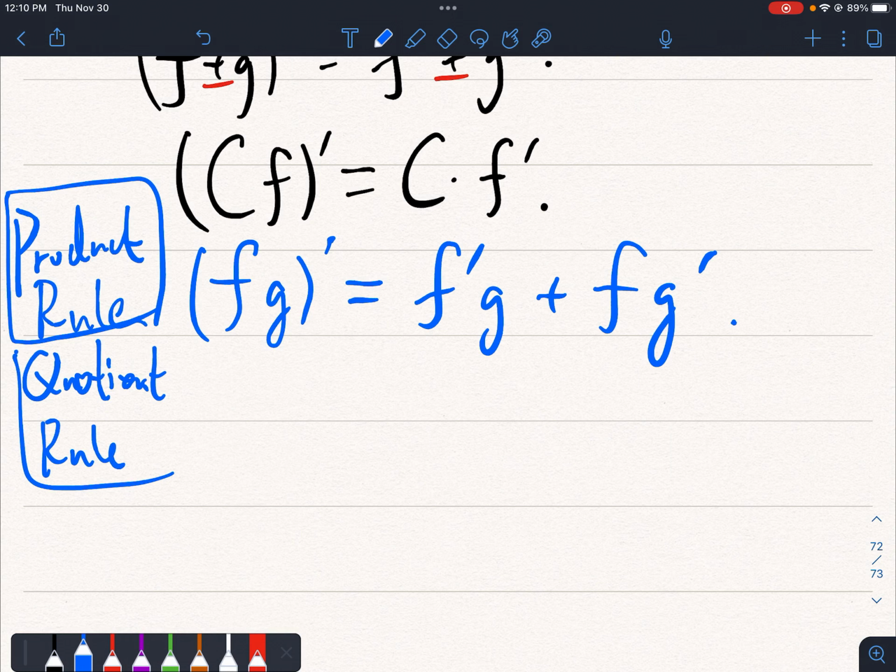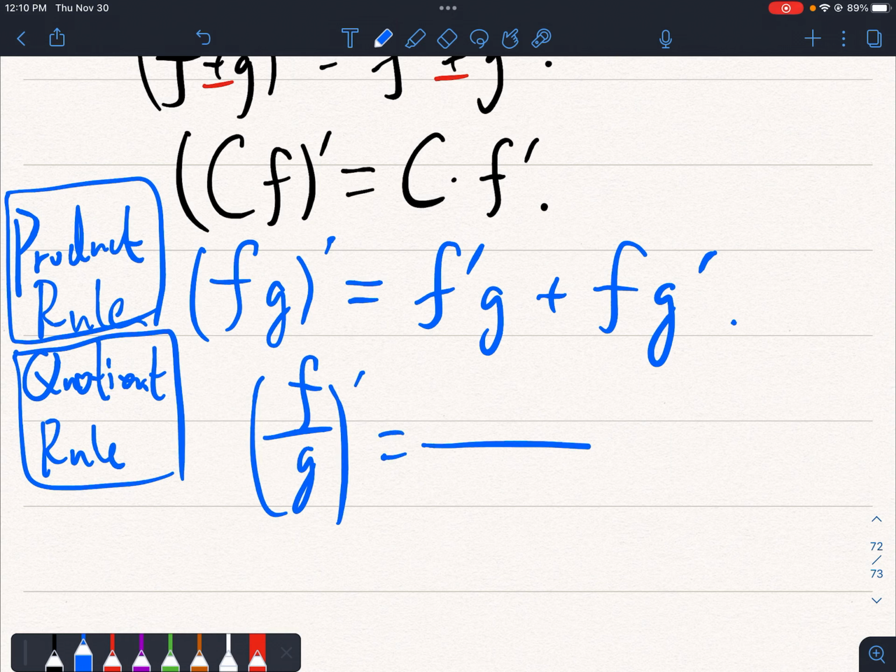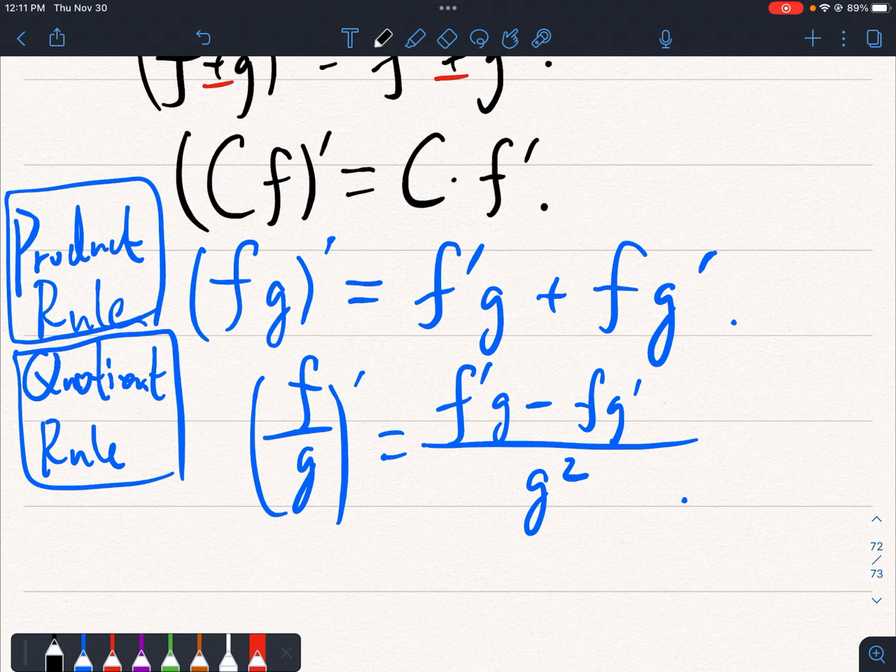Okay? And also you have the quotient rule that is also different. These are very important. So the quotient rule says that the derivative of f over g is equal to the quotient of f prime g minus f g prime divided by g squared. And definitely you need to do some practice. Okay, I'll just show it here that you can use this quotient rule and also the product rule.